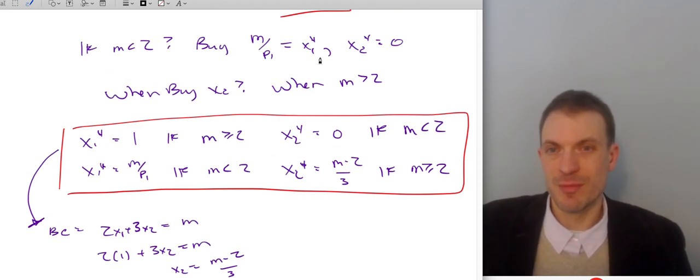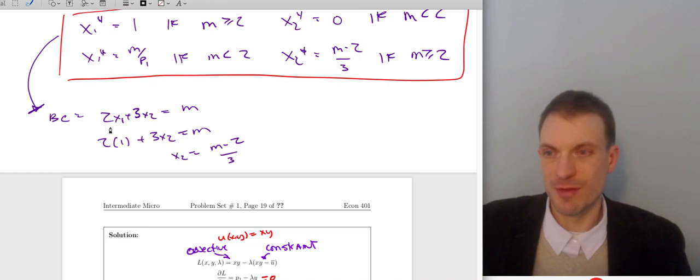All right, so we had our demand for good 1. It was 1. Let's find our demand for good 2. So here's our price ratio. Let's put in 1 here for X1 and solve. So it'll be M minus 2 divided by 3 is going to be my demand for good 2. Notice good 2 is only going to be demanded if income exceeds 2.